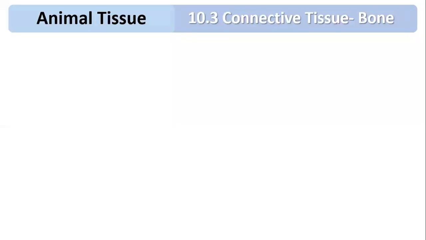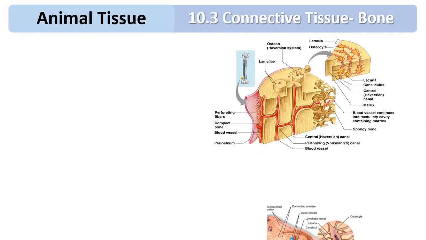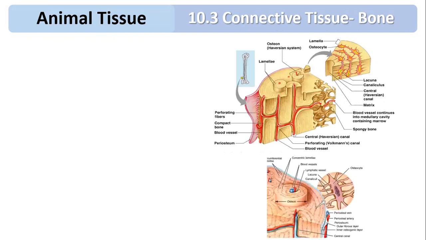Okay. So today we are going to discuss the second type of connective tissue called bone. Bone forms the endoskeleton in many vertebrates. Always remember that bone is surrounded by a covering. That covering is called periosteum. You can see it in the diagram.